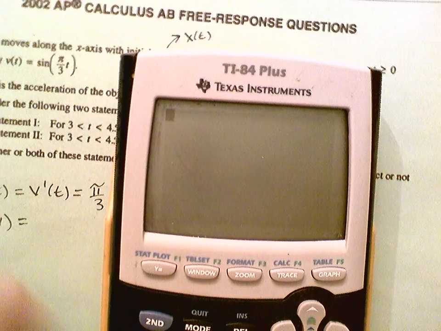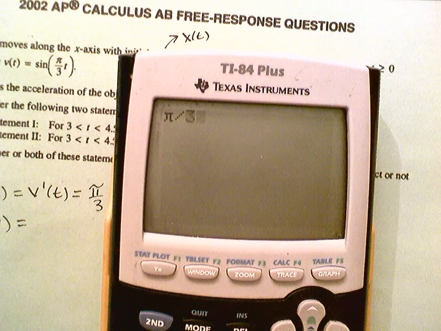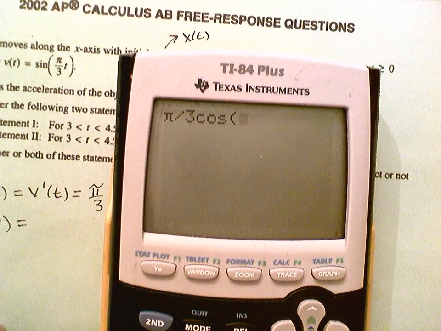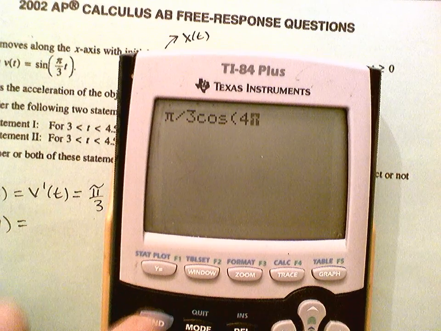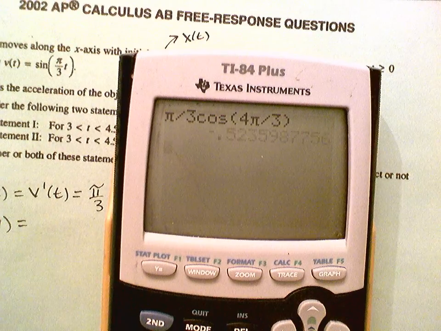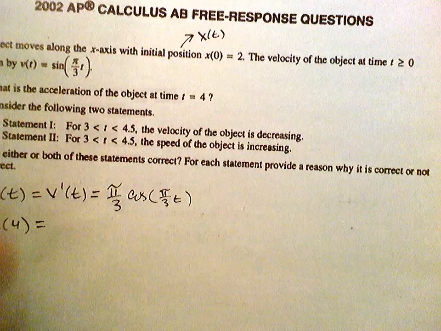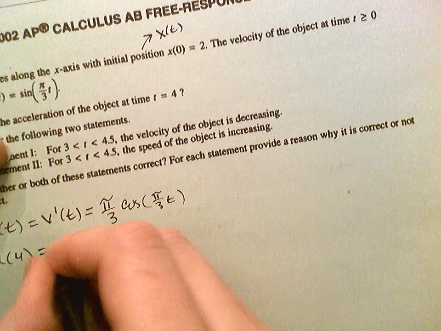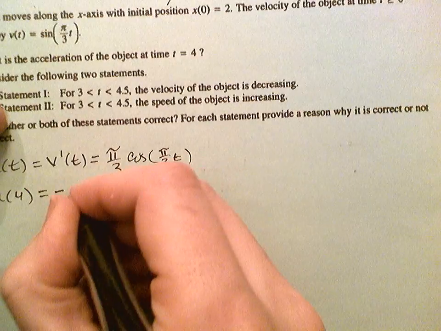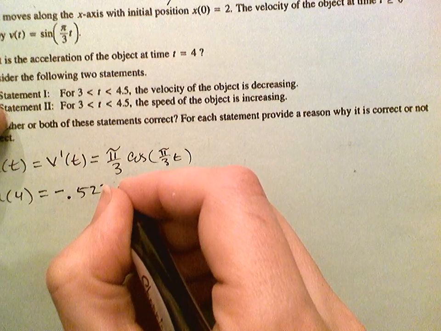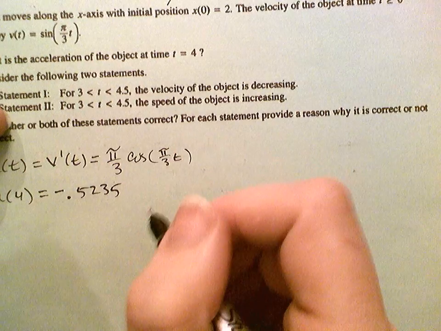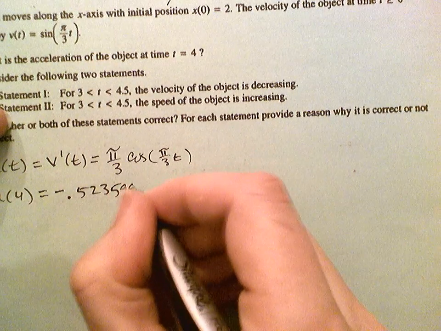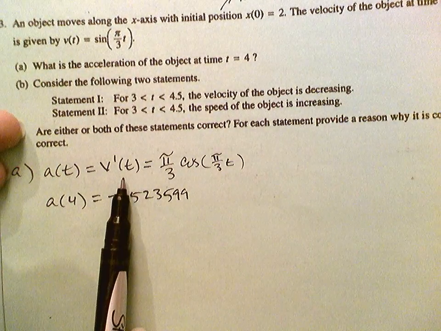And this is from a calculator section. Pi over 3 times cosine of, I'm plugging in 4, so of 4 pi over 3. And I end up with this. All right, so this is negative 0.5235. Okay, and this is the rate of change of velocity.